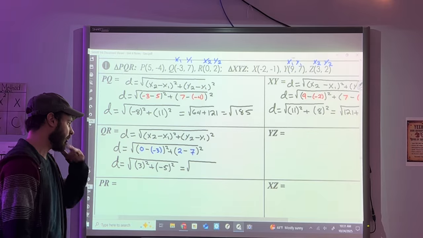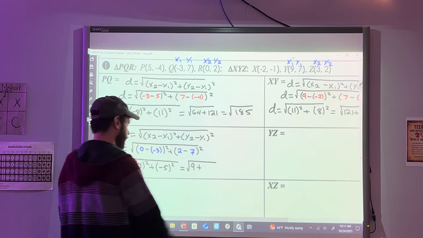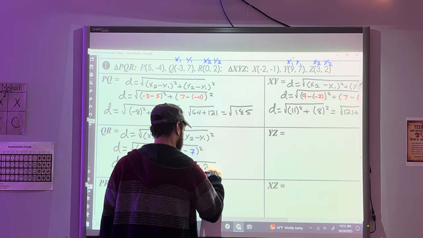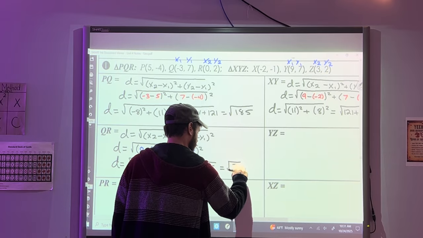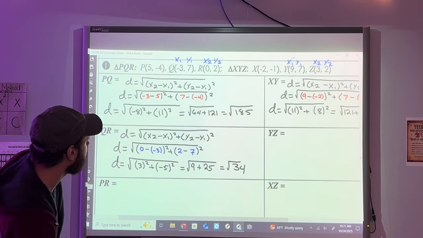Anytime you square something, it turns positive, so 3 times 3 is 9. Negative 5 times negative 5 is positive 25. All right, so 34. 34 is the number we're looking for. Let's go over here and do that.